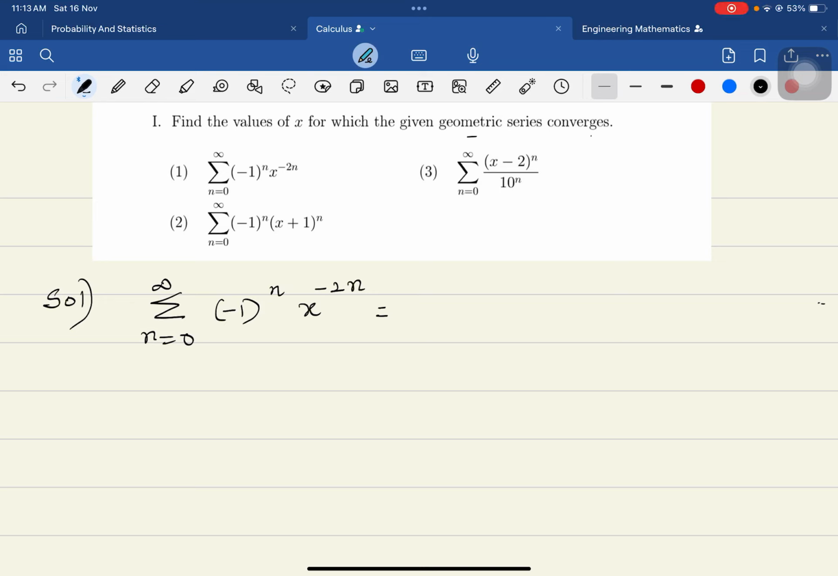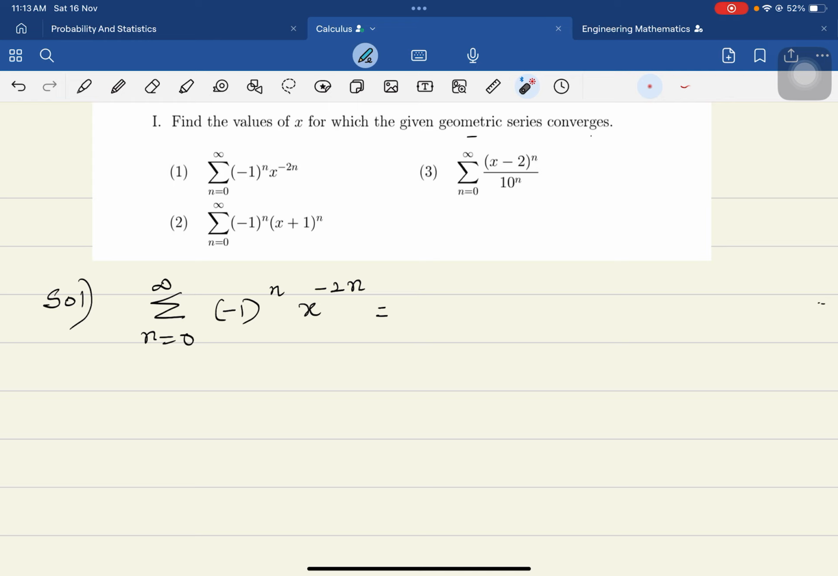In today's lecture, I am going to solve the problems on geometric series which are convergent. So look at these questions. In the previous lecture, I have already explained what is meant by the geometric series, when the series is convergent, and what is meant by the common ratio of the geometric series. All these I have explained in the previous lectures.